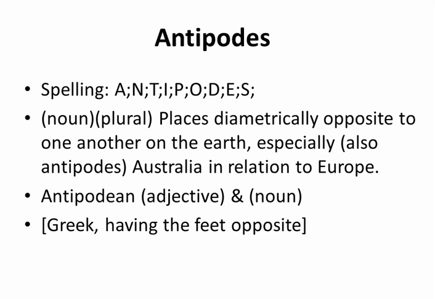Antipodes. Spelling: A N T I P O D E S. Noun, plural: places diametrically opposite to one another on the earth, especially, also Antipodes, Australia in relation to Europe. Antipodean, adjective and noun. Greek, having the feet opposite.